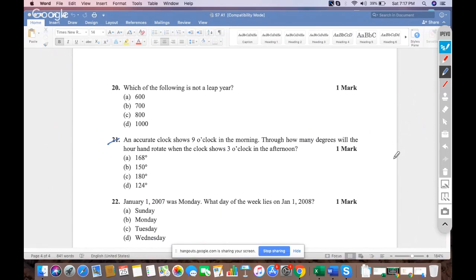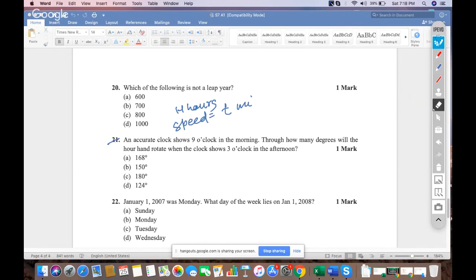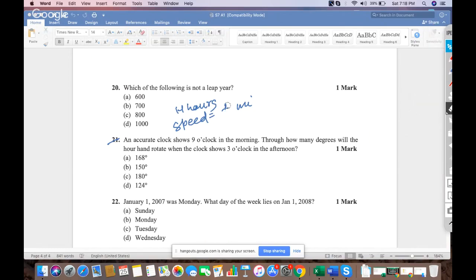Okay, I'm getting a lot of answers as C 180. Try to understand. Remember this: the speed of the hour hand is half a degree per minute. So for t minutes, it will be t by 2 degrees.